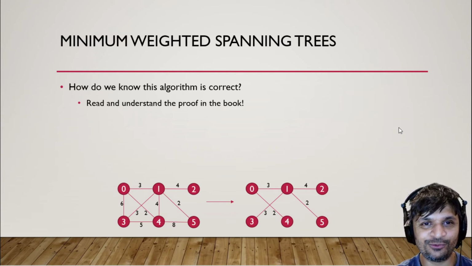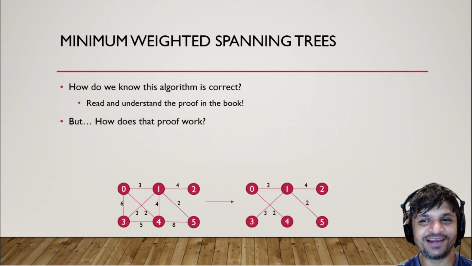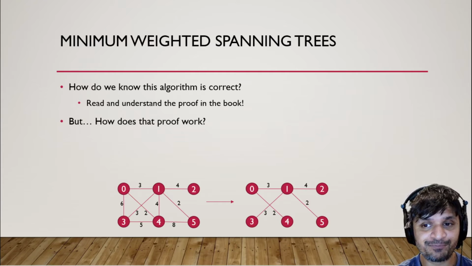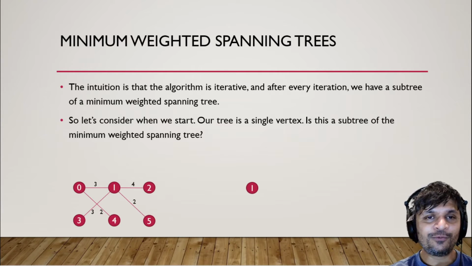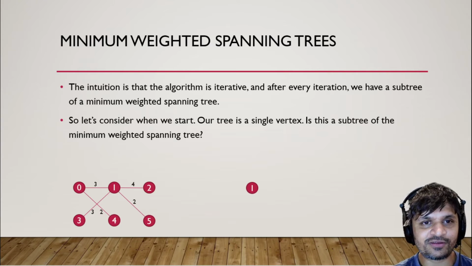I'll pause while you do. Okay, yeah, I'm just kidding. That proof is unpleasant. I hope you did read it, though. But what I'm going to do is I'm actually going to explain it because I think it's quite a nice proof, actually. Okay, so how do we prove that using this algorithm results in a minimum weighted spanning tree?